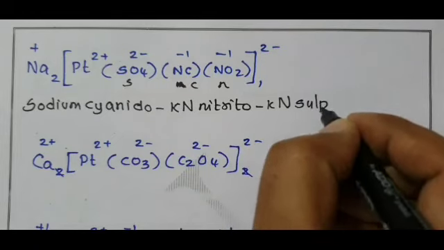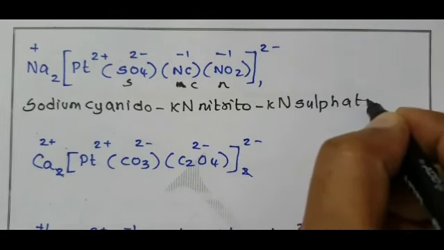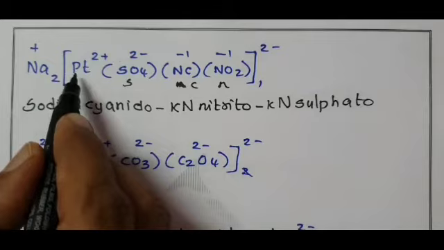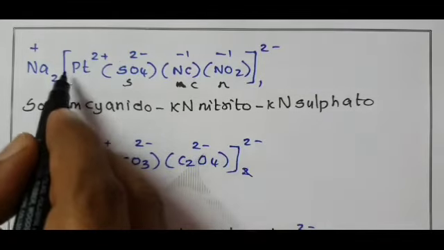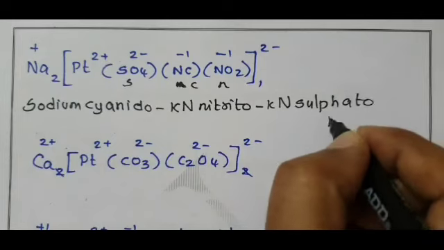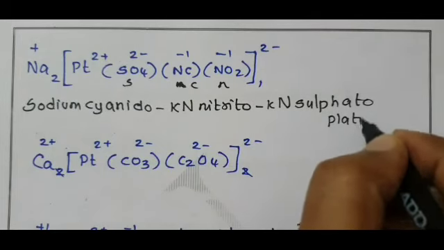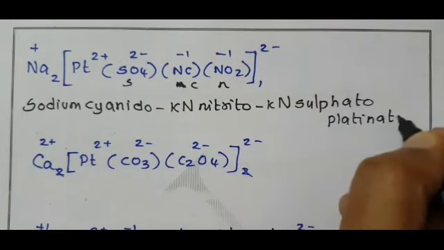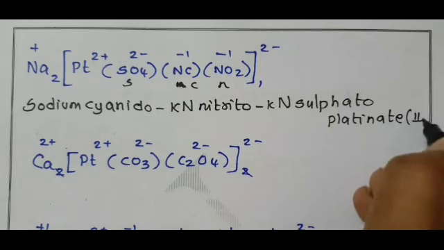Sulfato. Central metal ion, platinum, it is an anionic complex, therefore the central metal ion name ends with ate. Sulfato, platinate. What is the oxidation state of platinum? 2.